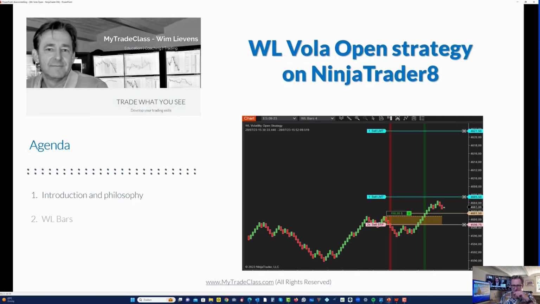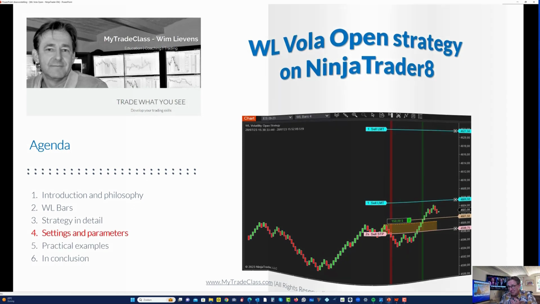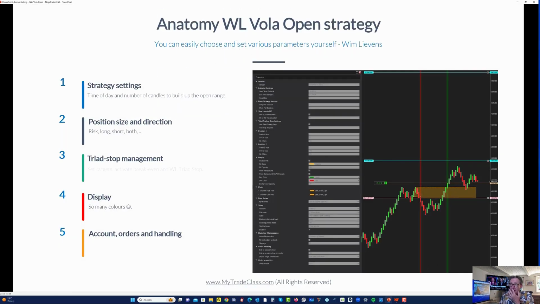Okay, now we're going to talk about the parameters, and it's very simple to do. It's pretty straightforward. It's a little bit the anatomy of the Vola Open strategy. Once it's in the platform, you open it and you will get all this. What I've done is, on the next slide, I've made it a little bigger because you can't read it like this. There is not a lot in there, but I just want to explain it.